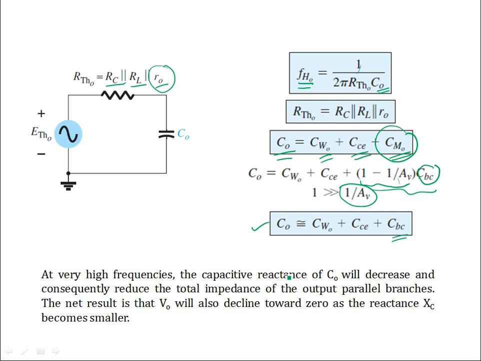So at very high frequencies the capacitive reactance of C naught will decrease and consequently reduce the total impedance of the output parallel branches. So we have seen these when we discussed the theory regarding high frequency response. The net result is that V naught will also decline towards 0 as the reactance XA becomes smaller.